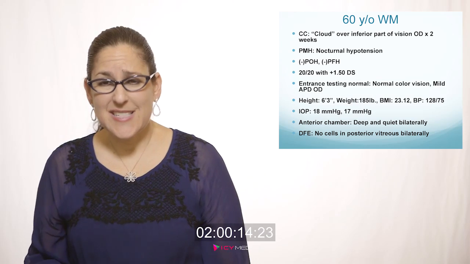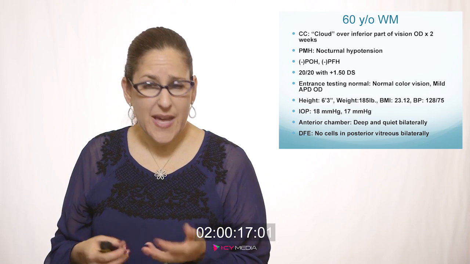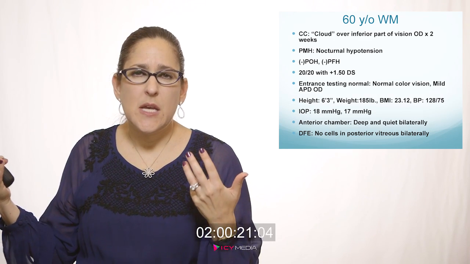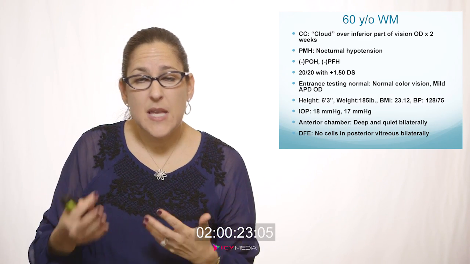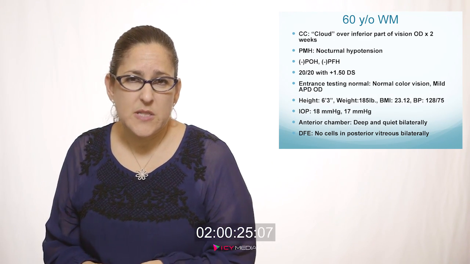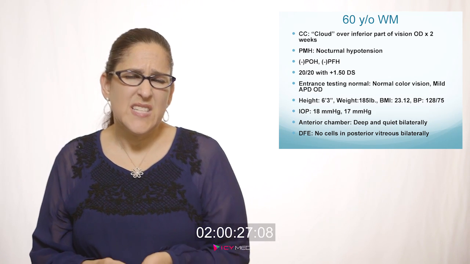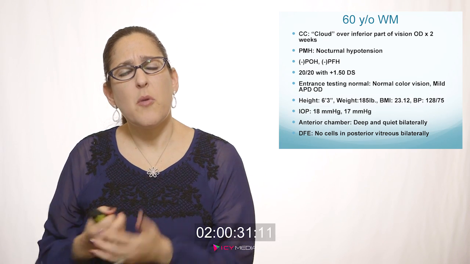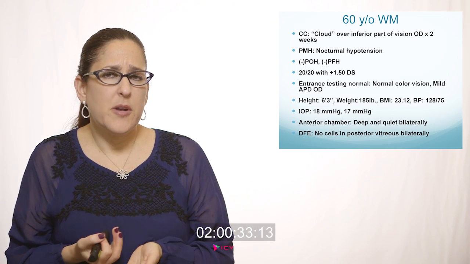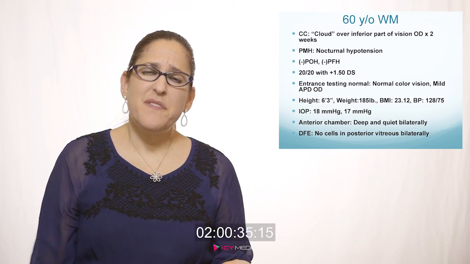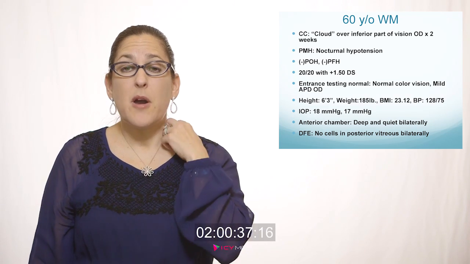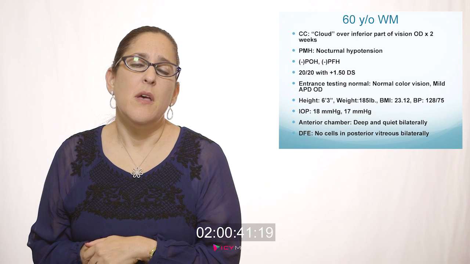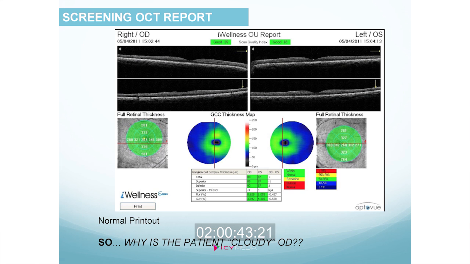He actually has a history of nocturnal hypotension, so that helps. Because before we even see the patient, we have some idea that maybe there's an ischemic component to this patient's problem. He has a mild APD in that eye too, which is interesting. Everything else was pretty unremarkable. Okay, he was a man in pretty good health. He told me that he did follow often with his primary care doctor, and that really there was nothing going on with him except that history of nocturnal hypotension.